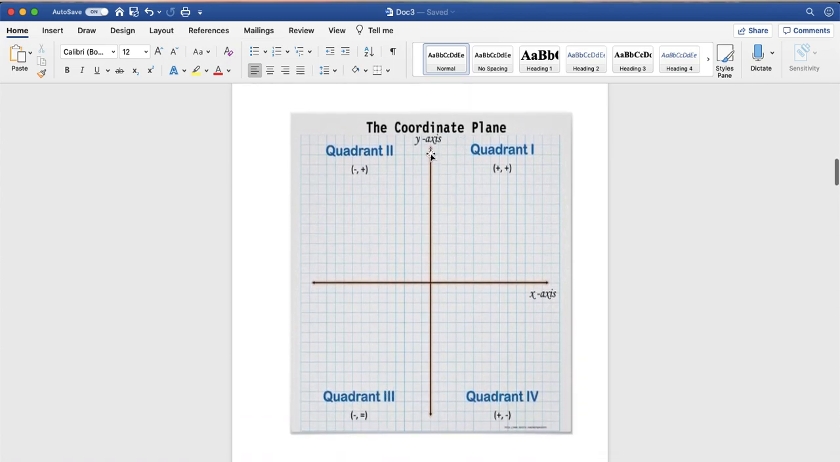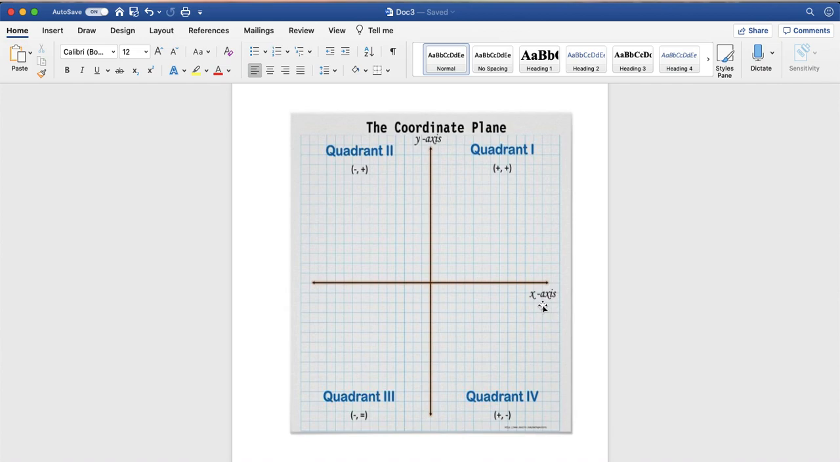So here we have our coordinate plane. This is just a bigger version. And as you can see here, the line that goes up and down is called the y-axis. The line that goes from side to side is called the x-axis.